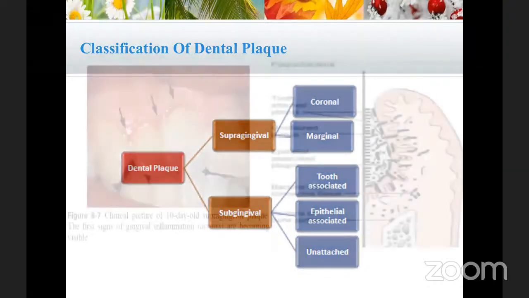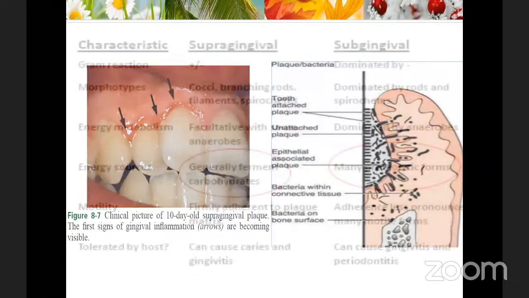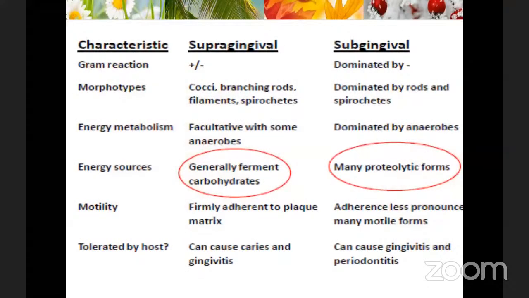And what is the formation? See, we all know that marginal gingivitis is the commonest. This is just because of the marginal plaque. No one of us can deprive of this. So in the oral cavity, we know that marginal gingivitis is the commonest form of gingivitis. These are the different characteristics of supragingival plaque, which is gram-positive and so on.